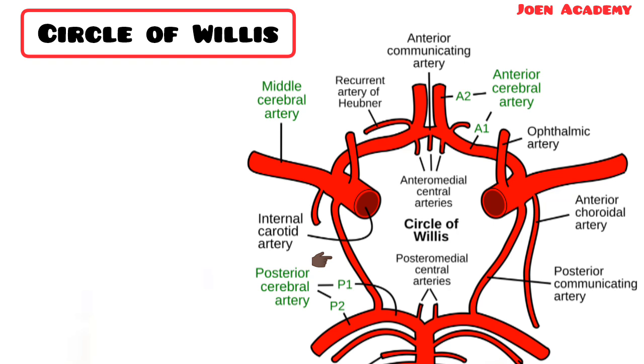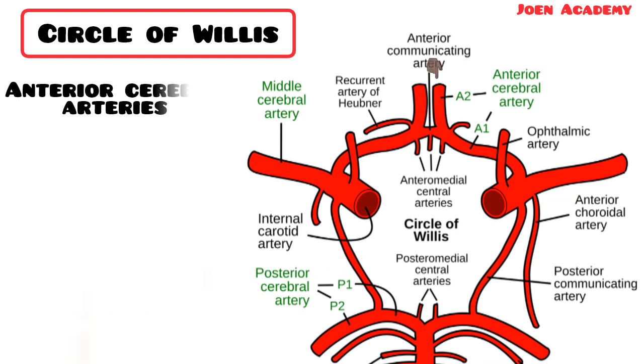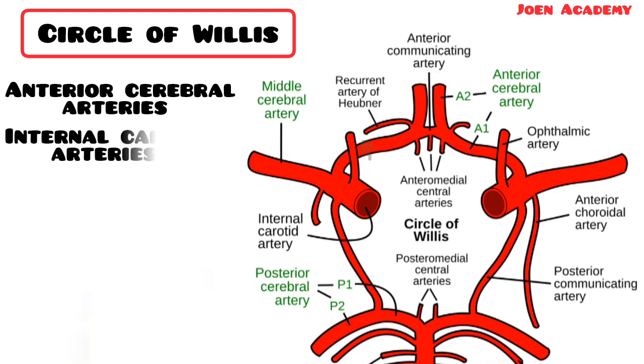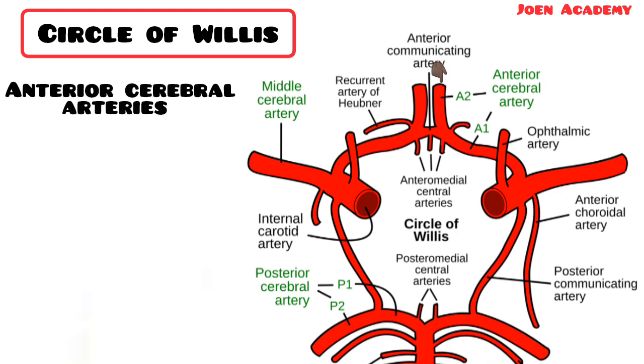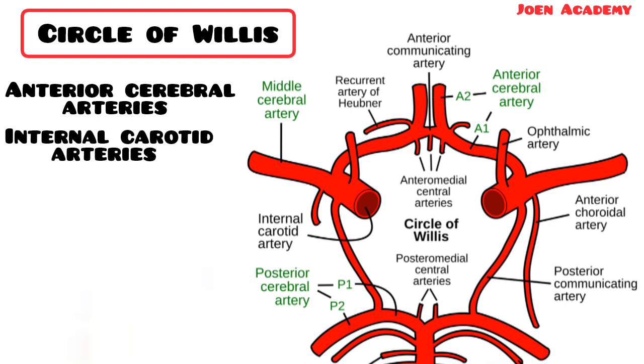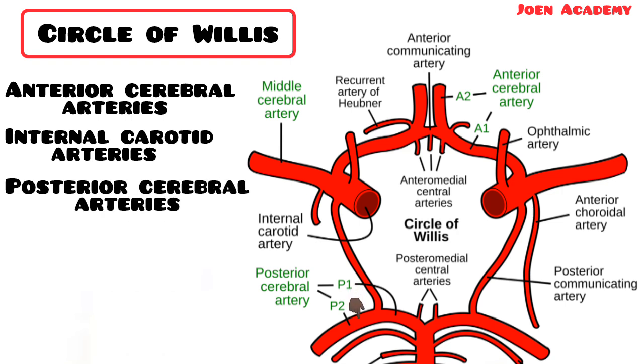Three main arteries make up the circle of Willis. These arteries are the anterior cerebral arteries, internal carotid arteries, and the posterior cerebral arteries. The anterior cerebral arteries are the terminal branches of the internal carotid arteries. The internal carotid arteries are located immediately proximal to the origin of the middle cerebral arteries, while the posterior cerebral arteries are the terminal branches of the basilar artery.